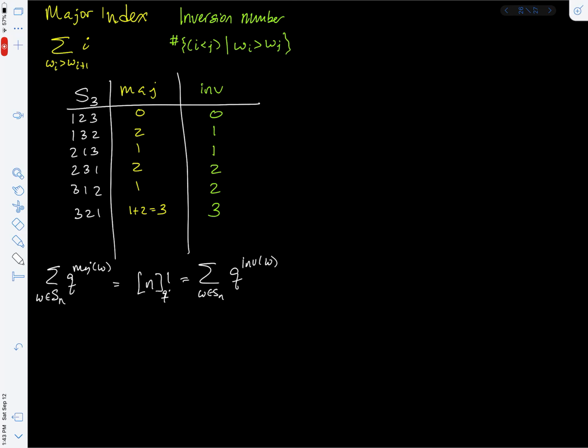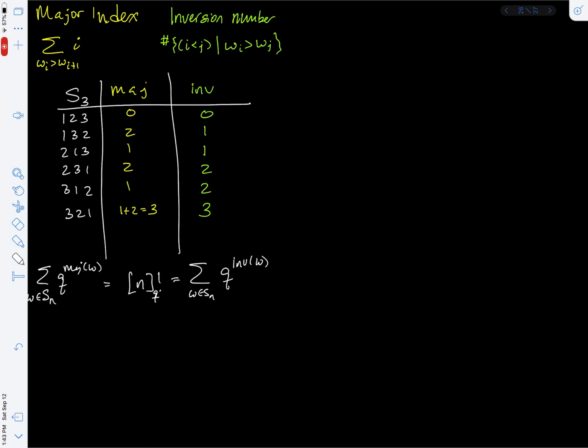So this is what we call being equidistributed. And in honor of Percy McMahon, Major McMahon, for the major index, any permutation statistic that gives you this particular q-analog of n factorial is called a Mahonian statistic. So the inversion number is a Mahonian statistic. And what we want to do is understand why. McMahon was able to give us this nice proof that we went over last time, a bijective proof of the recurrence of the generating function, and we had a nice recurrence relation for the inversion number.